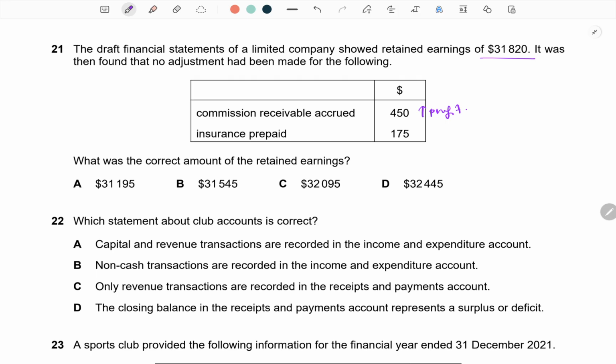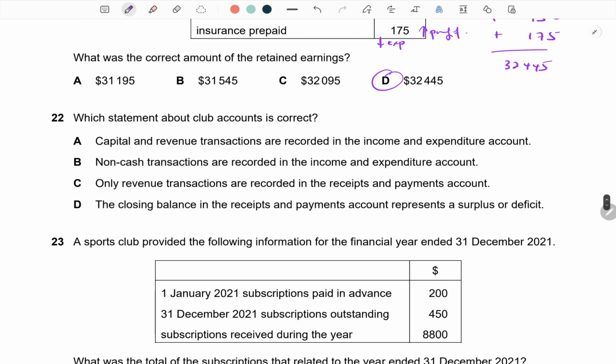Insurance prepaid cannot be included in the current year income statement, so you need to deduct it from your expenses. When you reduce expenses, what happens? Obviously, your profit also increases. So 31,820, you plus 3,450, and you plus also 175. The total amount will give you 32,445. So the answer is D.